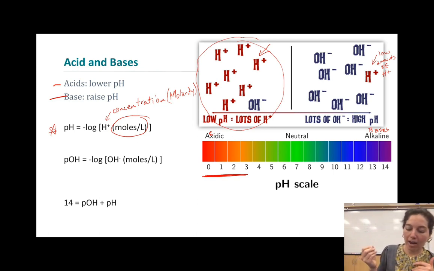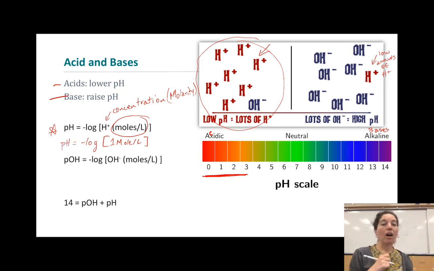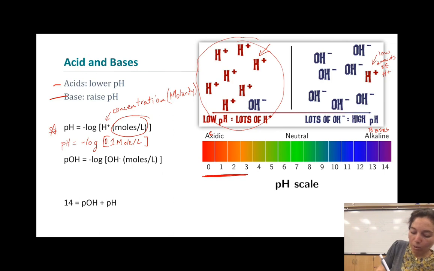So say you have 1 mole per liter of H plus ions in solution, and you want to know what the pH is. You can simply put this in your calculator, negative log of 1 mole per liter. You end up with 0. That is a very low pH. So that is a lot of H plus ions. Most of the time, your values for pH are going to be smaller than that. So if we did 0.1 mole per liter, let's see what that is. We end up with a pH of 1.